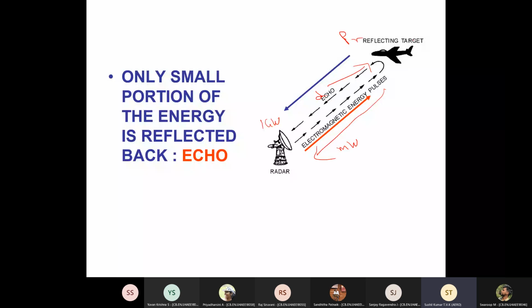Now, out of all this transmitted power, not everything is going to come back. It's not a reflector. Only a small portion is reflected back. The rest will be absorbed or scattered. So whatever is reflected is going to be a very, very small portion of the energy which is transmitted. And again, the problem is that in free space and in the environment, there's going to be a lot of noise. And in the presence of this noise, you'll have to discern this signal. So that's where the technology comes in.